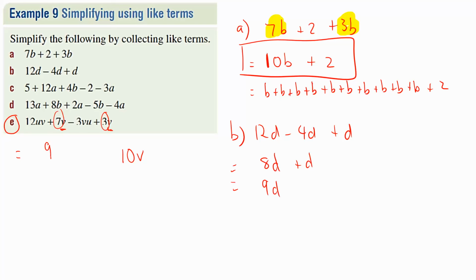9. So we've got 9 groups of these UVs, and then you've got 7V plus 3V gives you a total of 10V. So they might both have a V, but they're both different groups. So 12 UVs will go with 3 VUs or UVs.